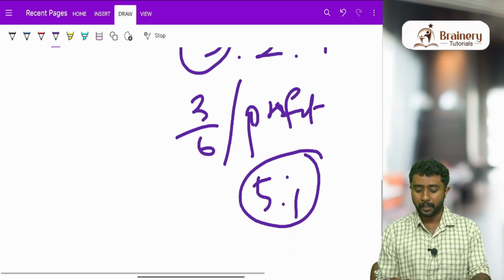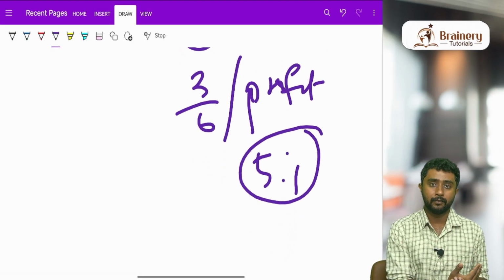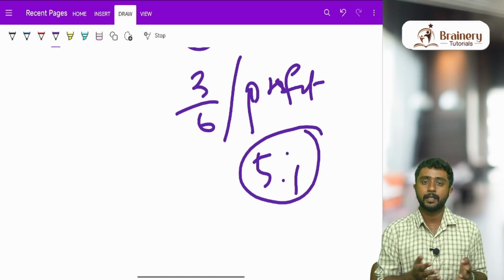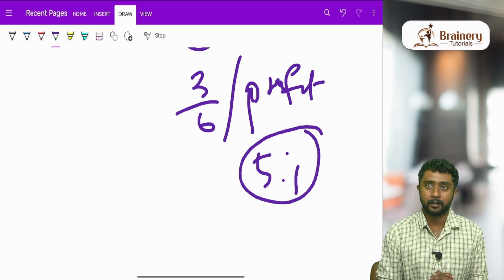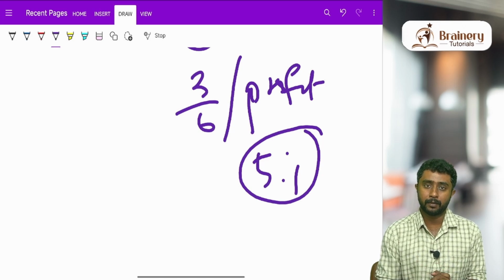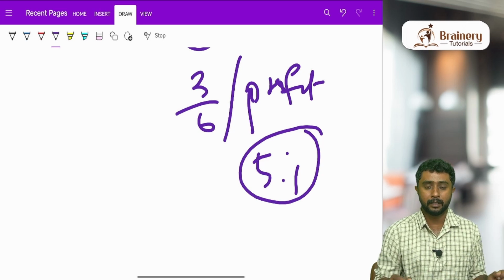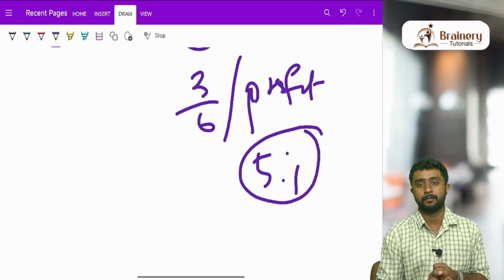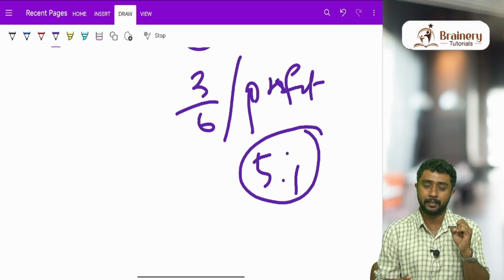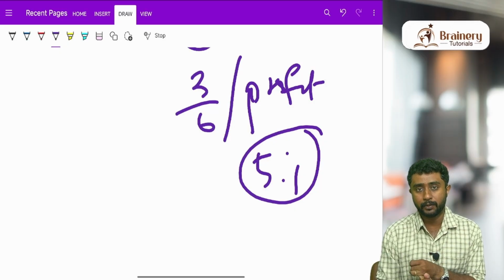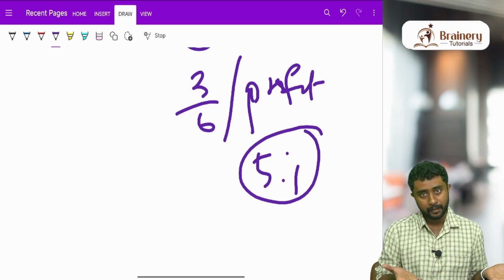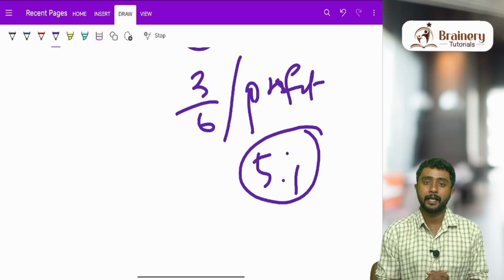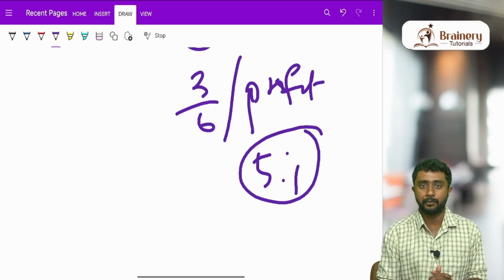So here also the ratio is changing, and the situation which leads to this change is basically called retirement of a partner. Retirement means a person is leaving the business. So this is also an example of reconstitution of a partnership firm. We have discussed so far 3 examples. The first one was change in profit sharing ratio, where the existing partners decide to change their ratio into something else in future.